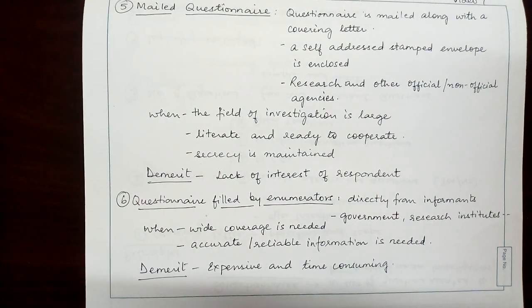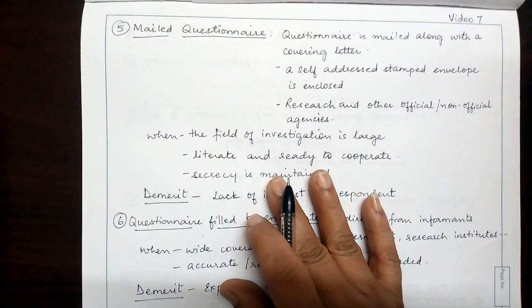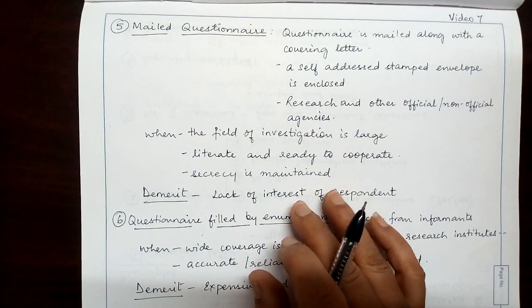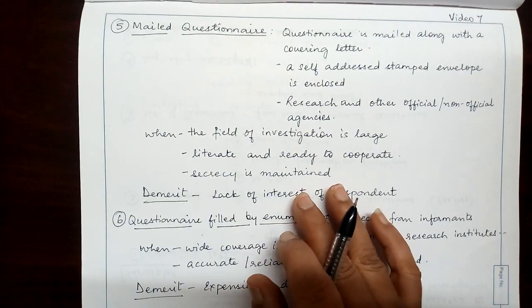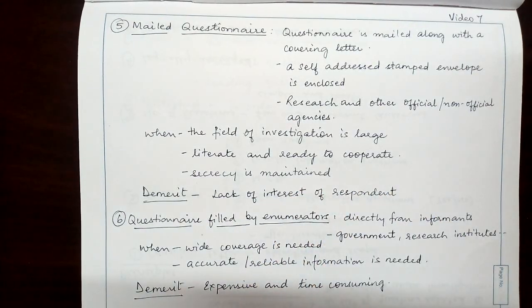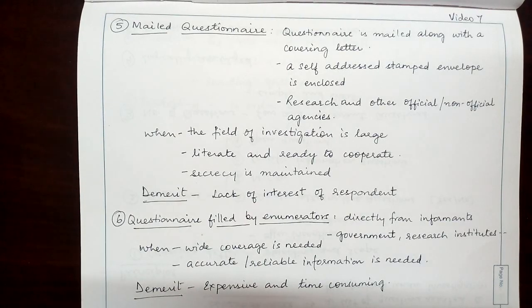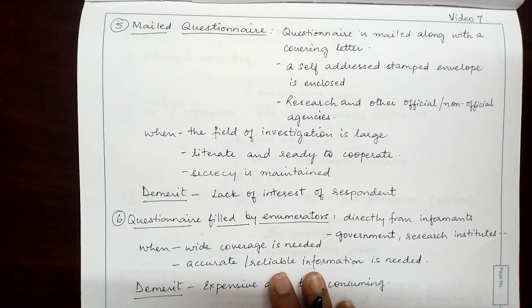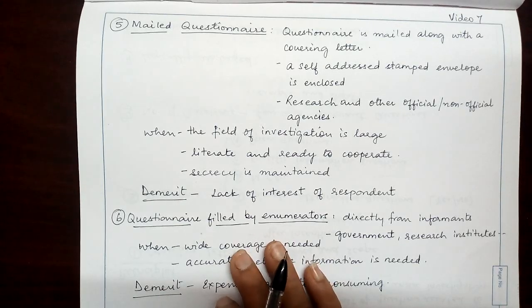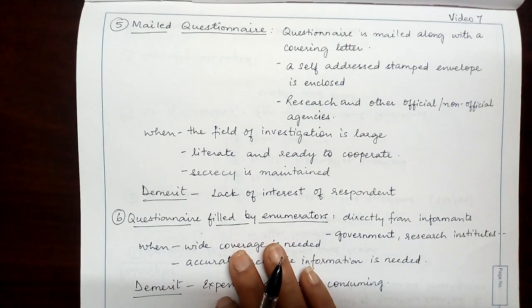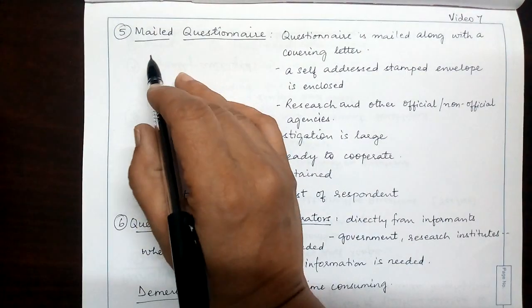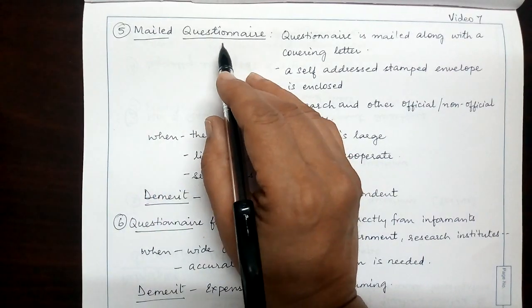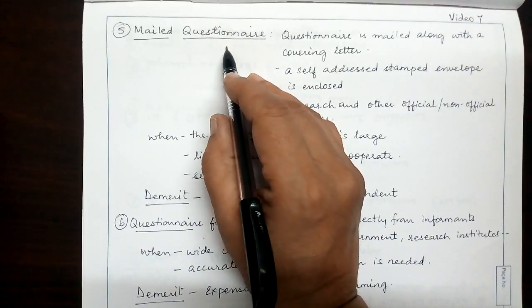In our previous video, video number 6, we discussed certain methods of collecting primary data. The first being direct personal investigation, indirect oral investigation was the second, information from correspondence was the third, and the fourth one was telephonic conversations or interviews. Now we are going to look into the fifth one, which is the mailed questionnaire, in our video number 7.